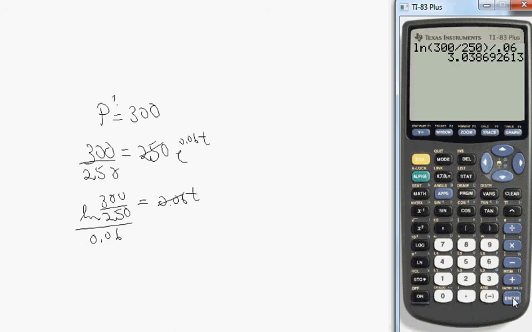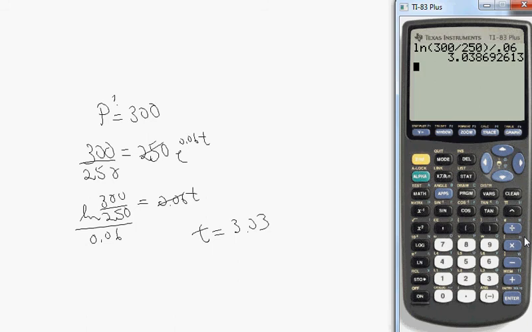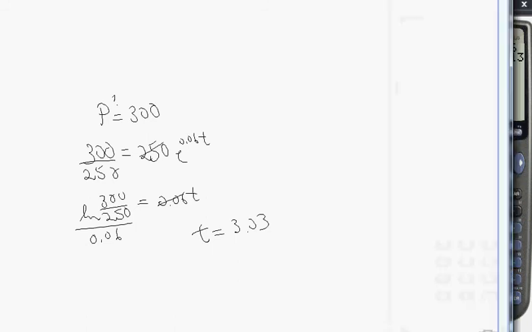So our estimate of about 3 years was pretty close. 3.03. And if you want to convert the 0.03 to months or days or whatever, feel free, but no need to. T equals approximately 3.03 years, right? And actually that rounds up as well. So 3.04 years. Okay?